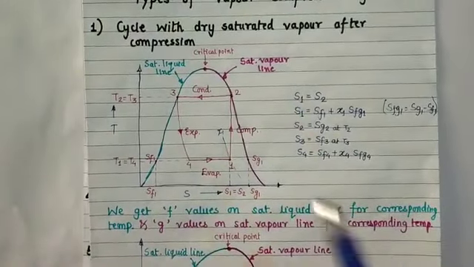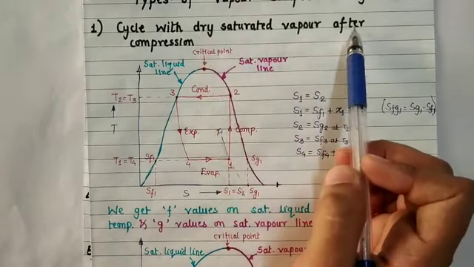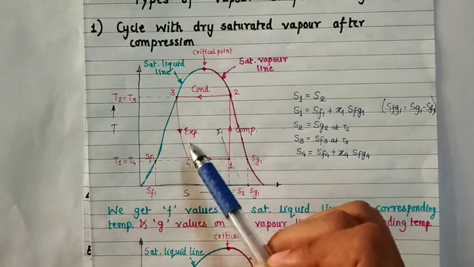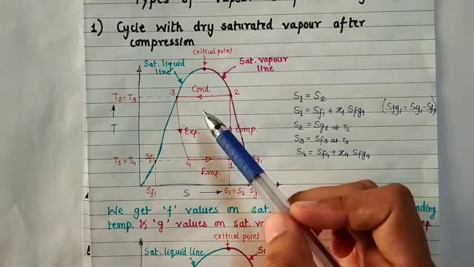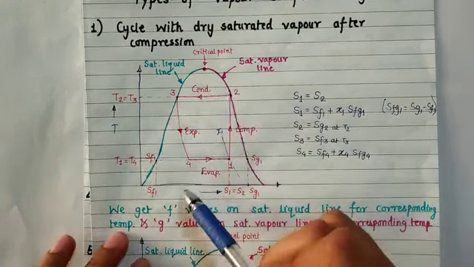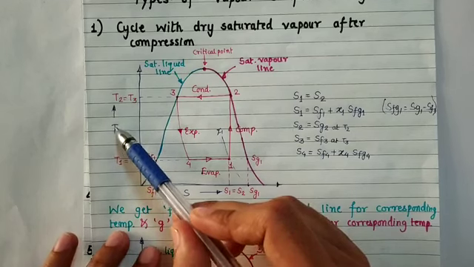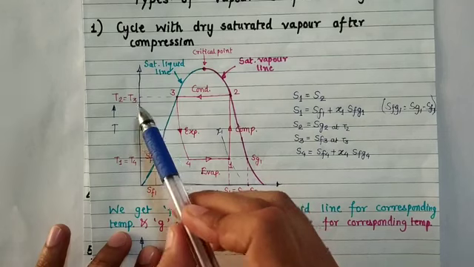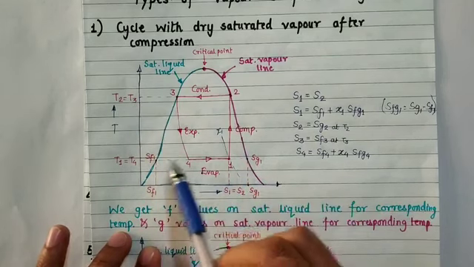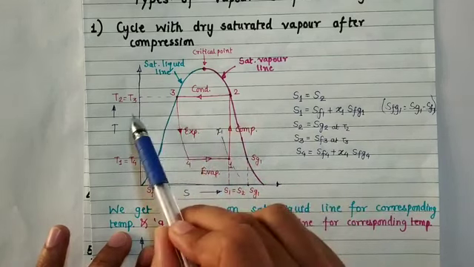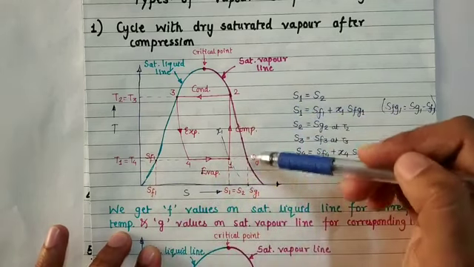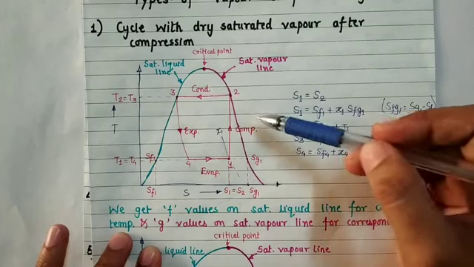So we'll start with the first one. So first is cycle with dry saturated vapor after compression. So the same we have represented on TS diagram. Now a TS diagram is basically a temperature entropy diagram where temperature is represented by T and entropy is represented by S. Any horizontal line in this diagram will represent constant temperature value, and any vertical line in this diagram will represent constant entropy value.